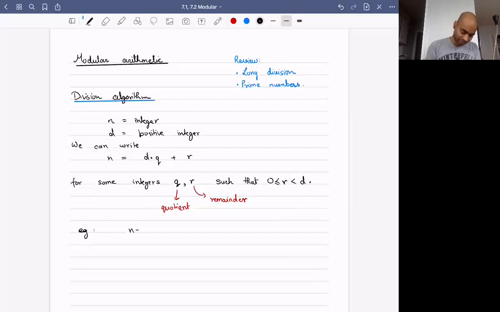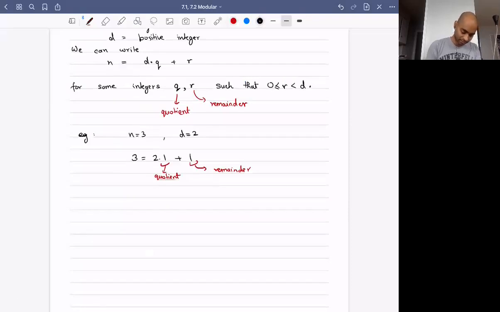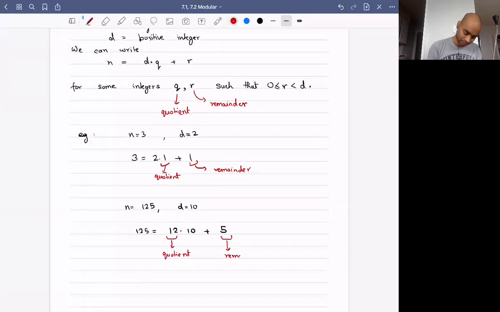If I try to divide the number 3 by the number 2, then I'll get 3 = 2 times 1 plus 1. I cannot divide 3 completely by 2, I get a remainder. Here 1 is the quotient, and 1 is again the remainder. Let's do some bigger numbers. Let's say I have 125 and I try to divide it by 10. Then I will get 125 = 12 times 10 plus 5, and here 12 is the quotient and 5 is the remainder.